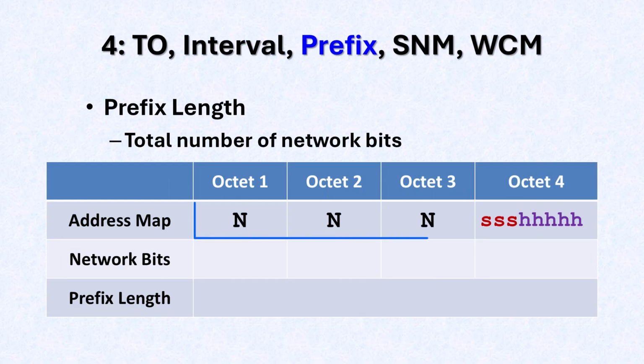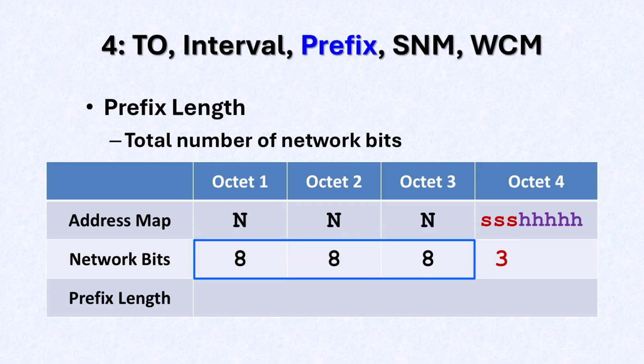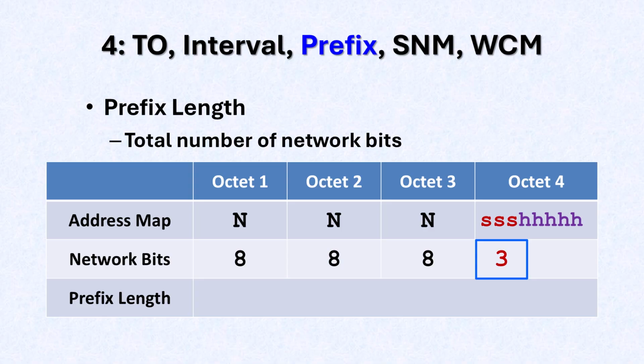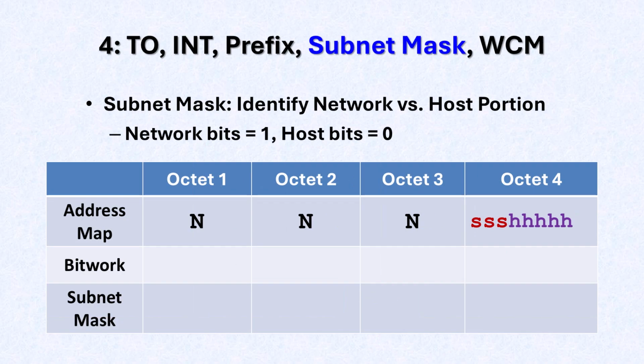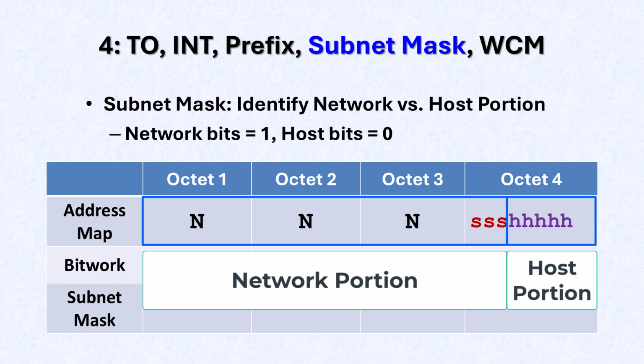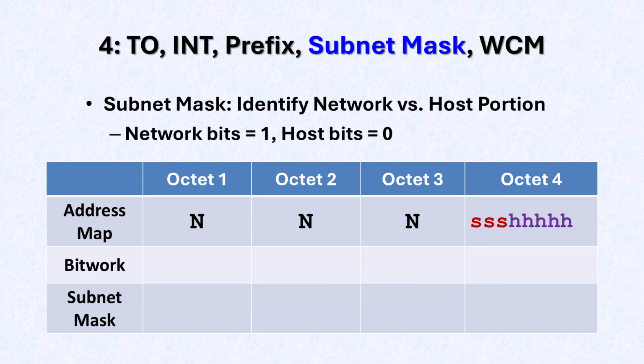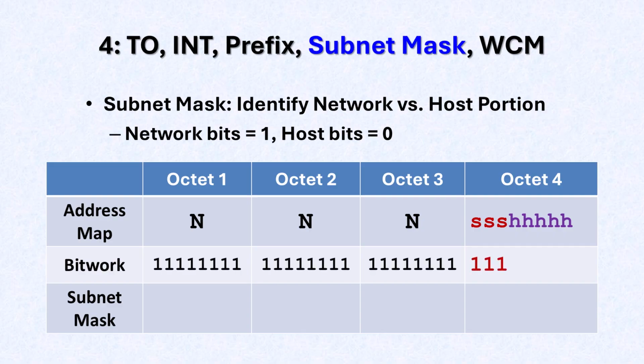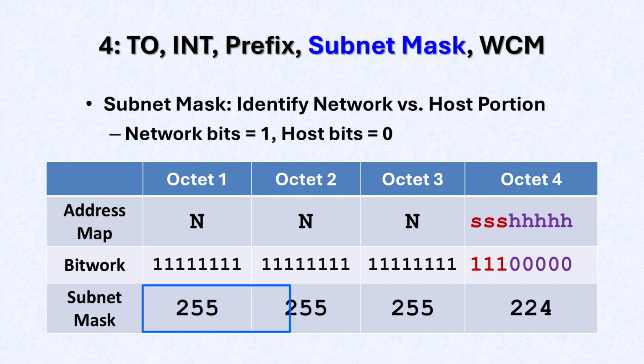The prefix length is represented by the total number of network bits. The address map shows 24 bits in the first 3 octets and 3 subnet bits in octet 4. This gives us a total of 27 network bits, so the prefix length is /27. The subnet mask helps us determine the network and host portions. For the subnet mask, set the network bits to 1 and set the host bits to 0. This gives a subnet mask of 255.255.255.224.